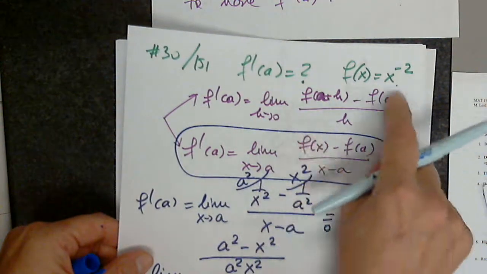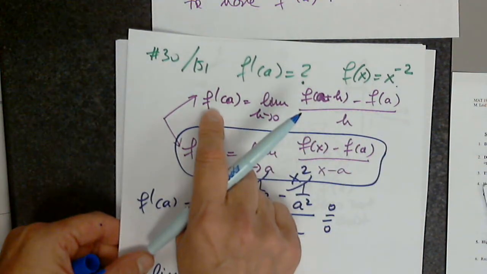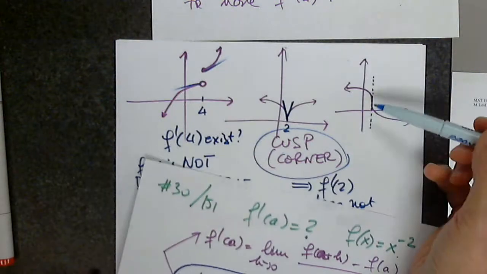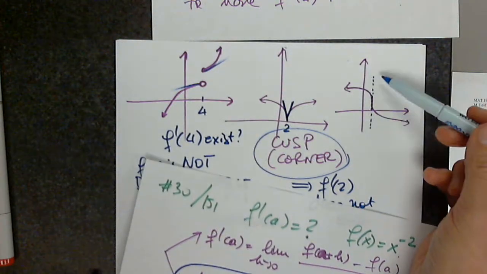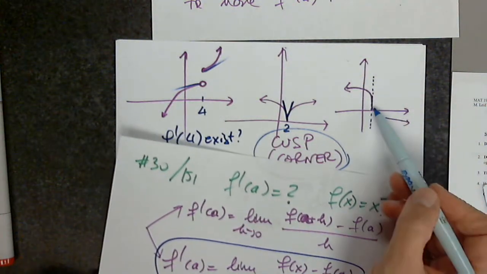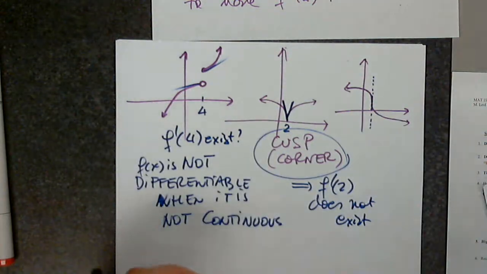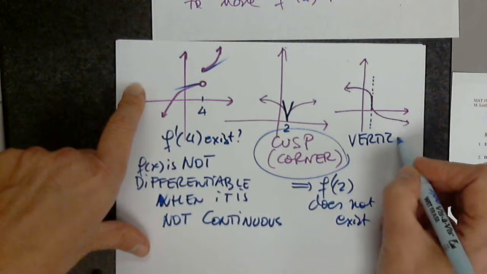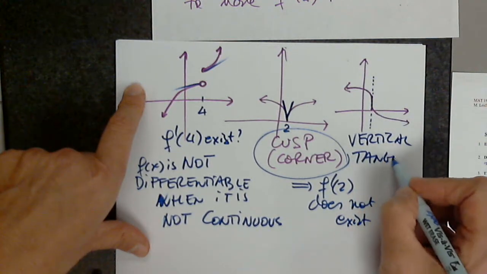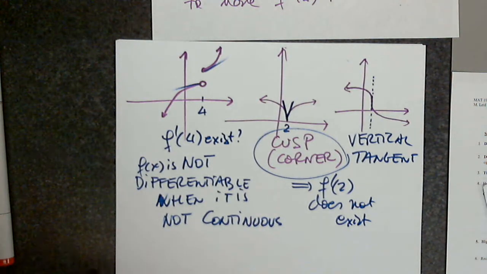If this limit is not a number, then f prime of a does not exist. It will be infinity. It's a vertical tangent. A vertical tangent, and when a function has a vertical tangent, it's not differentiable. So that's a third situation, so it's a vertical tangent. So f prime at that point does not exist, because that limit is not a number. It's infinite.